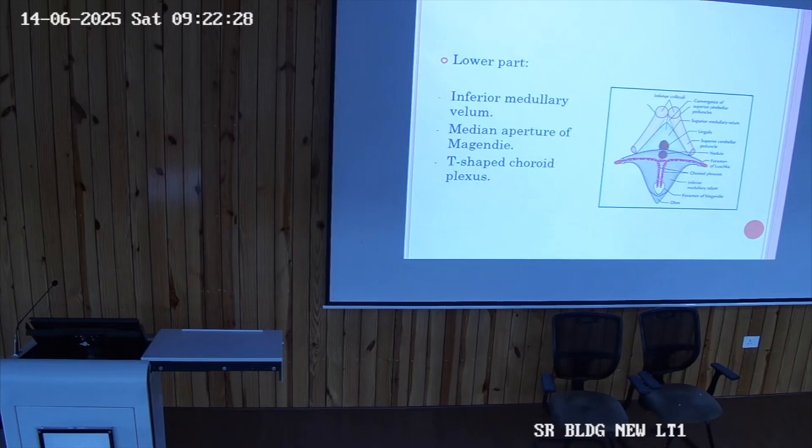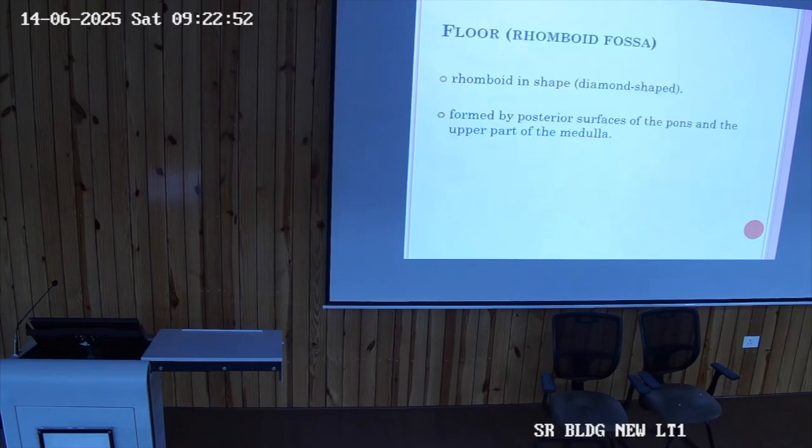So anteriorly or superiorly there was a lingula and there was a flocculonodular lobe. So where the whole thing meets, superior and inferior, that is why the lingula and nodule are seen above and below. So this lingula is attached to the superior medullary velum and this nodule is attached to the inferior medullary velum. They are kind of supporting the roof, but then the roof is formed by these structures.